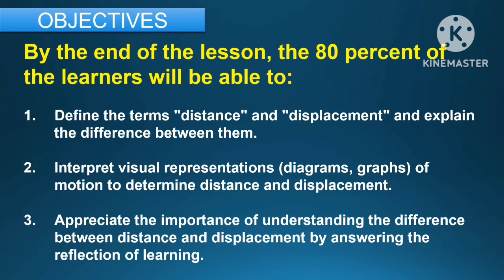For the objectives, by the end of the lesson, 80% of the learners will be able to: first, define the terms distance and displacement and explain the difference between them. The second one is to interpret visual representations such as diagrams and graphs of motion to determine the distance and displacement. The third one is to appreciate the importance of understanding the difference between distance and displacement by answering the reflection of learning.